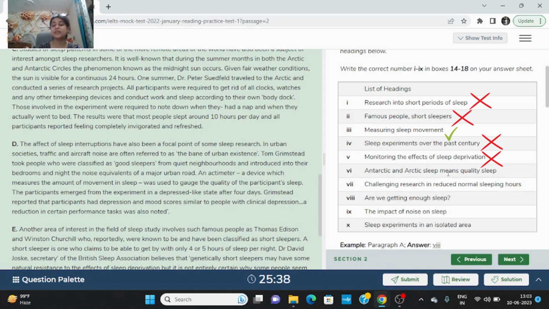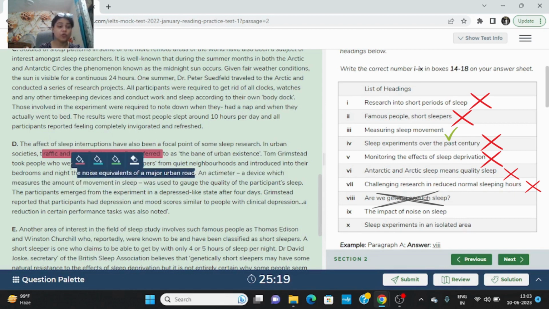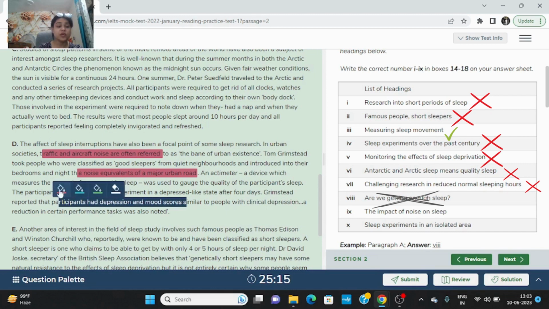Antarctic and Arctic sleep? No. Challenging research in reduced normal sleeping hours? No. Are we getting enough sleep? It's already eliminated. The impact of noise on sleep. You guys can see over here, traffic and aircraft noise are often referred. Again, they are talking about noise equivalents of a major urban road, and participants had depression and mood scores. So they are talking basically about noise over here.